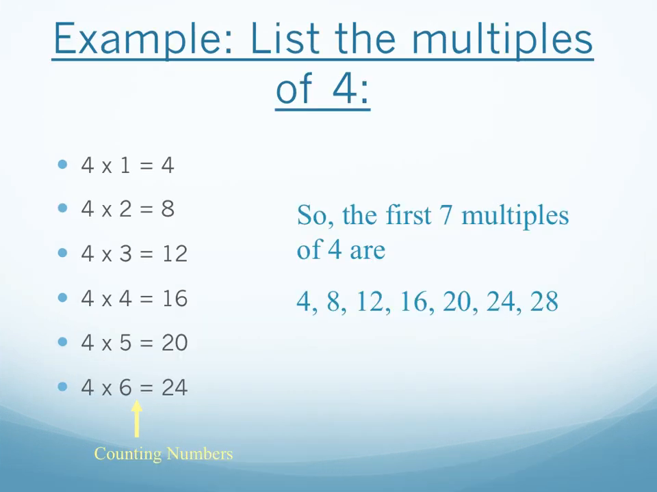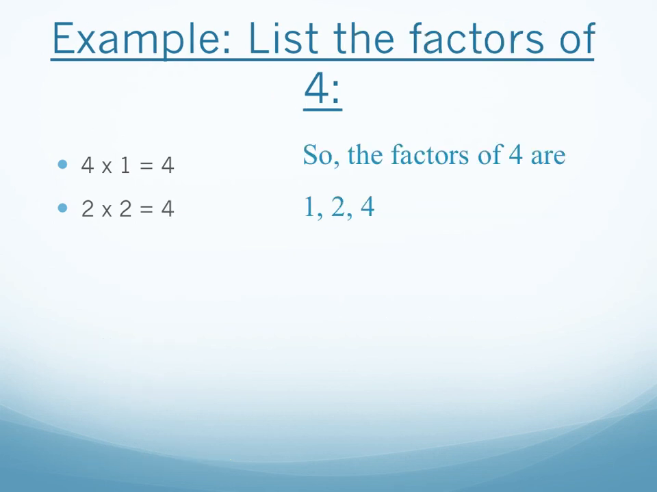Here's an example for multiples of 4. Since 4 times 1 is 4 and 4 times 2 is 8, and so on, we can list the multiples of 4 as 4, 8, 12, 16, 20, 24, and 28. Here's an example for the factors of 4. I can multiply to get 4 by doing 4 times 1 and 2 times 2. So the factors of 4 are 1, 2, and 4.